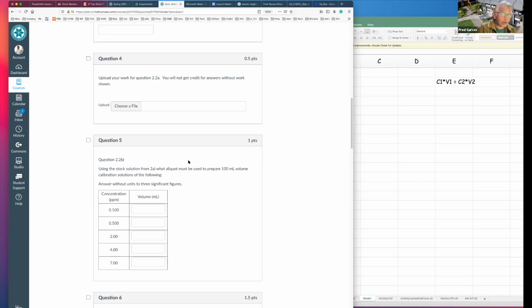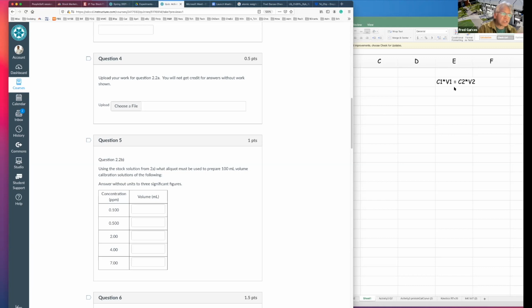It says right here, what aliquot? What portion do you need to prepare? To prepare means that you're going to make a second solution. That's your two, C2 and V2. 100 milliliters, that would be your V2. With these concentrations, these would be the various concentrations for your 1 to 5 solutions. So what aliquot of the stock do you need to prepare that? And you're putting it in a 100 ml volumetric flask.